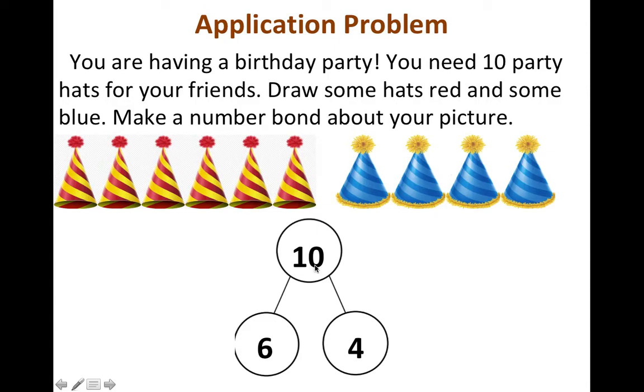So let's take a look at my number bond to see if it matches my picture. So I know I have 6, 7, 8, 9, 10. I used my counting on method to make sure I have 10 hats altogether, which is the whole, and I have 6 and 4 makes 10. Your number bond or your picture does not have to match mine because we make 10 with many different numbers. So if yours doesn't match mine, it's okay.